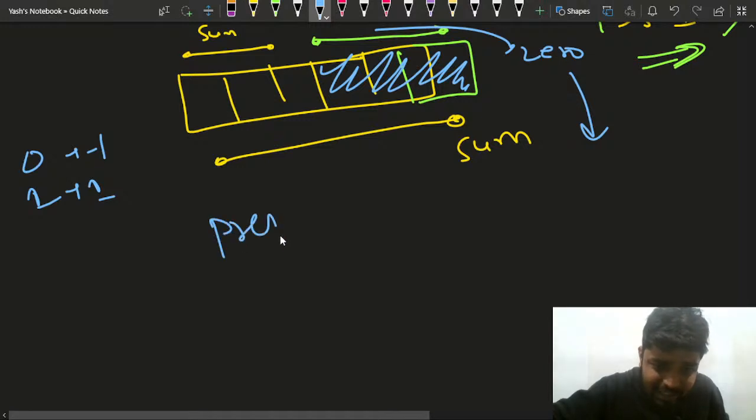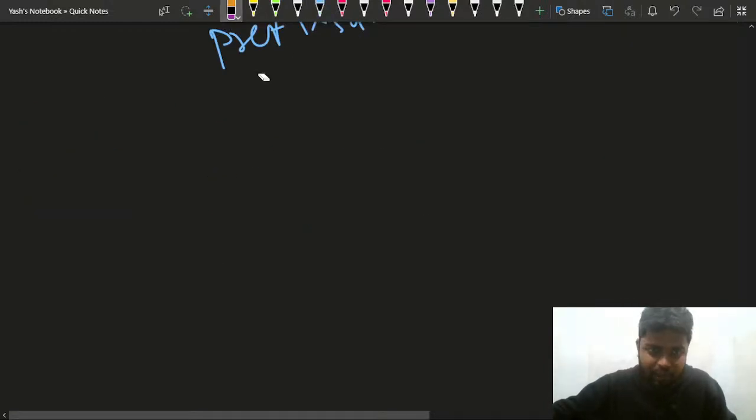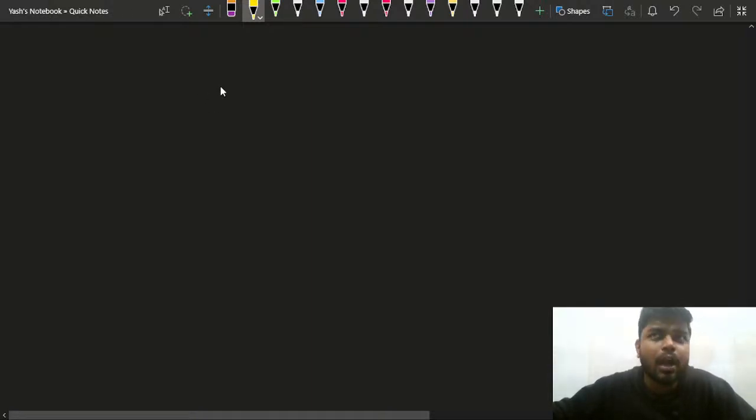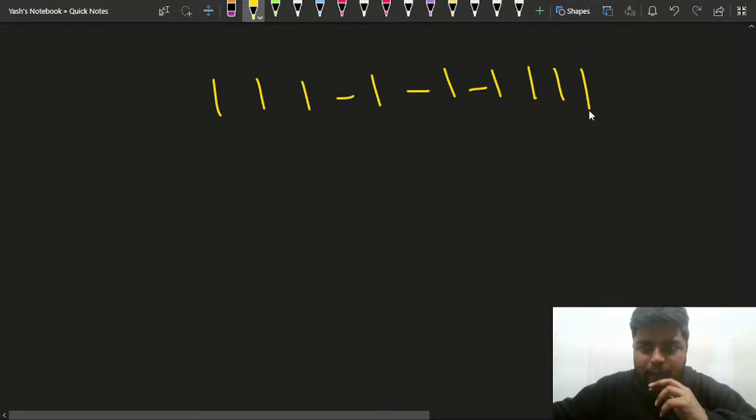So either my prefix sum is 0, or I see some prefix sum which I've already seen, in those cases I can say this. Now what does it mean, right? Let me draw an example for all of you, so that you can understand it a little better. Let's say I had something like 1 1 1, then let's add -1 -1 -1, and then I had something like 1 1 1, like this, right?